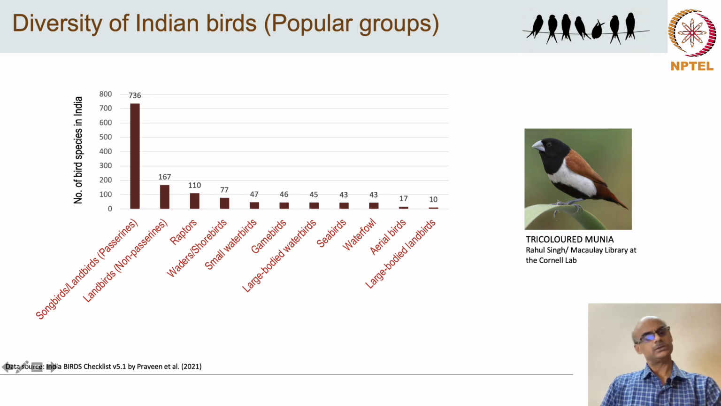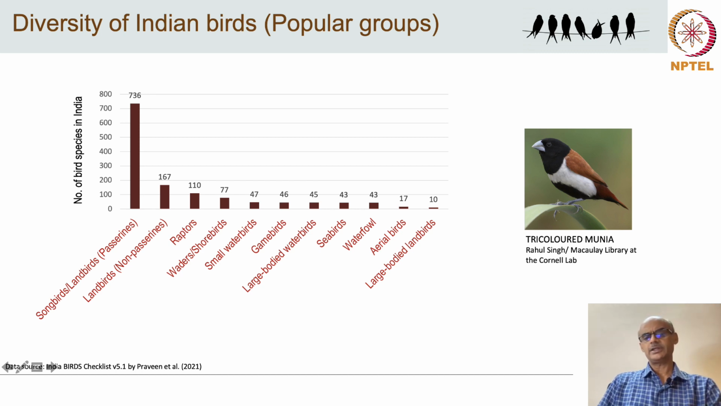Here raptors include both diurnal and nocturnal raptors like owls. Then waders, we have 77 species of waders and 47 species of small-bodied water birds like grebes, and also rails and crakes. Then game birds, the fowl-like birds like partridges and quails, they have 46 species, and the large-bodied water birds like egrets, herons and storks, so they have 45 species we have in India, and 43 species of seabirds are there in our Indian seas, Arabian Sea, Bay of Bengal and the Indian Ocean.